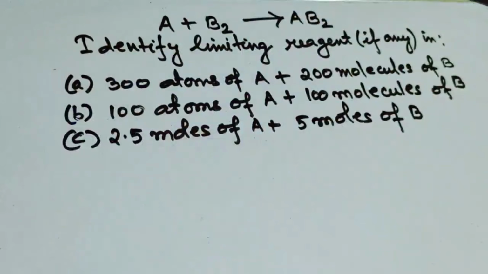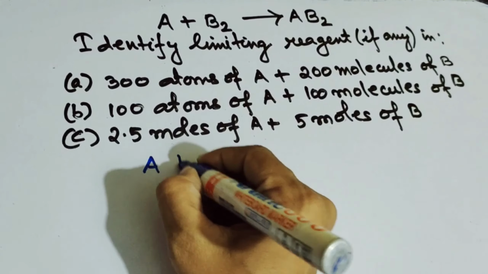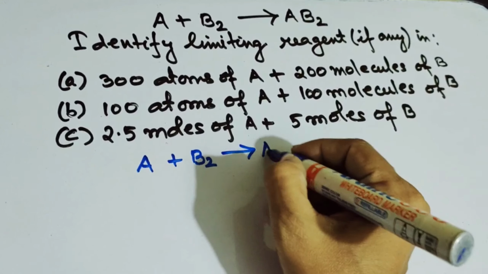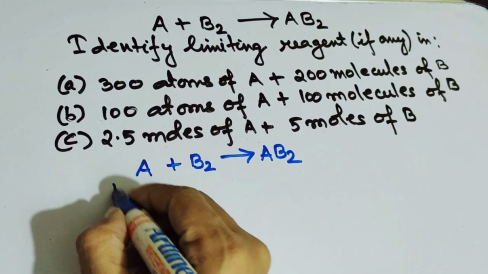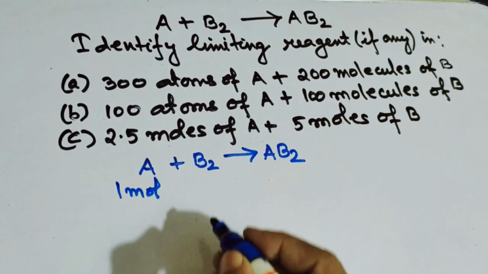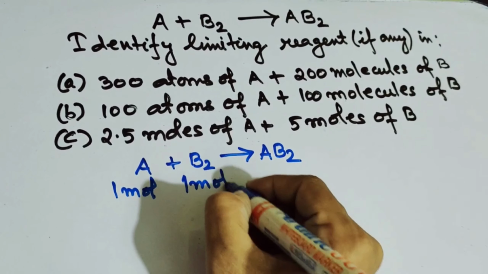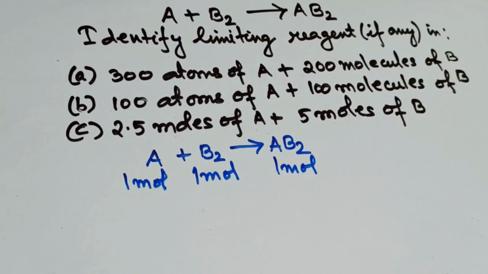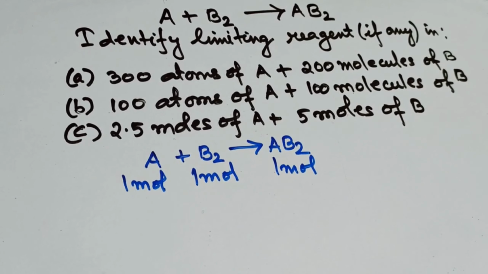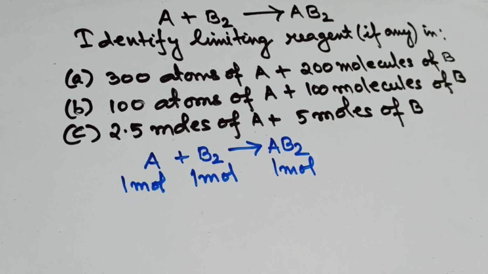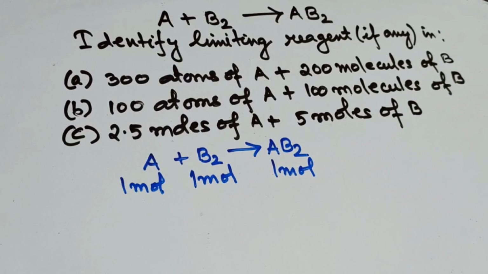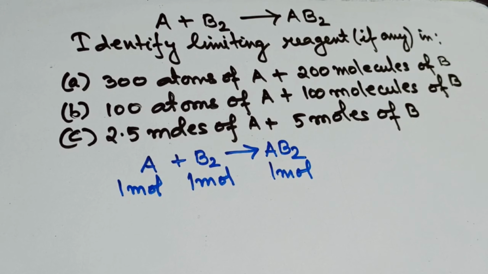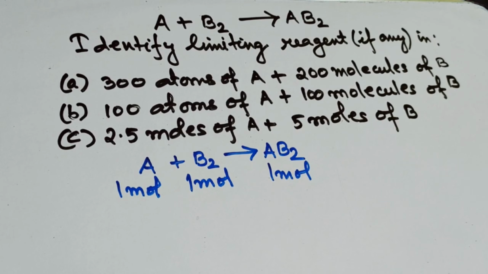For the reaction, we can see A plus B2 forms AB2. So this is 1 mole of A, 1 mole of B2 and 1 mole of AB2 that it is forming. Now we have to find whether any limiting reagent is there or not when 300 atoms of A reacts with 200 molecules of B.